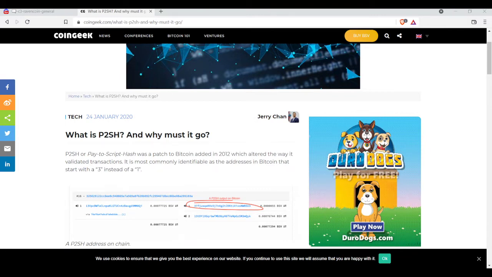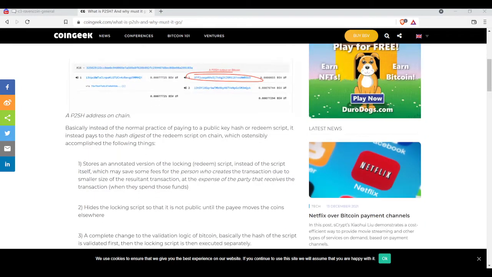When you look at a Bitcoin address, whenever you're trying to send or receive, if you see the number 3 at the beginning of that address, that is a P2SH address. If you see a number 1, that is a legacy address. Keep that in mind. With P2SH addresses on chain, instead of the normal practice of paying to a public key hash or redeem script, it pays to the hash digest. You have to remember this: the hash. This is what we're going to get deeper into. Mark, hopefully you're ready for this.